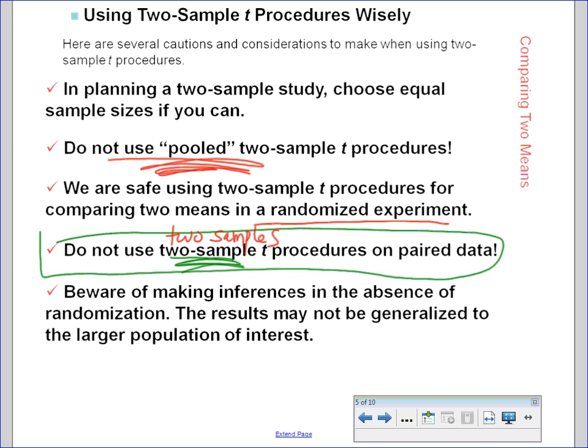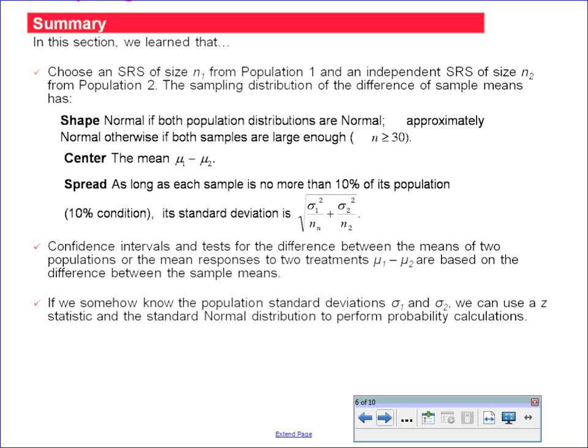Beware of making inference. This is going back to chapter 4. Beware of making inference in the absence of randomization. The results may not generalize to the larger population of interest. And so that's it. We'll do some of those in class. We'll get our p-values, and we will go through the whole four-step process.